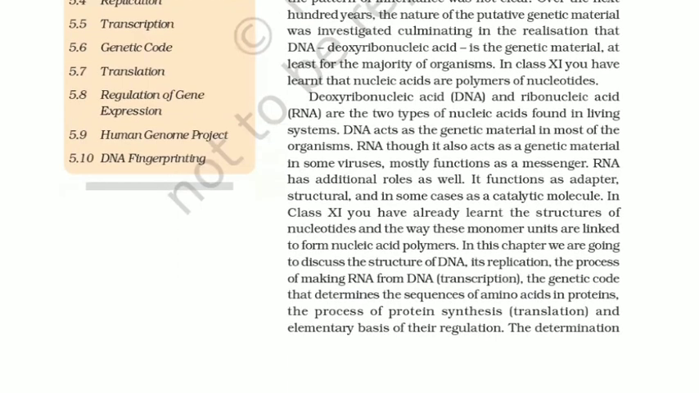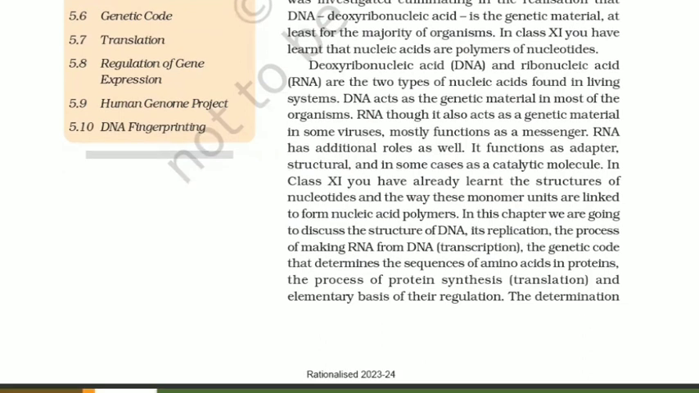In class 11, you have learned that nucleic acids are polymers of nucleotides. Deoxyribonucleic acid and ribonucleic acid are the two types of nucleic acids found in living systems. DNA acts as genetic material in most of the organisms. RNA, though, also acts as genetic material in some viruses. It mostly functions as a messenger. RNA has additional roles as well. It functions as an adapter, as a structural molecule, and in some cases as a catalytic molecule.